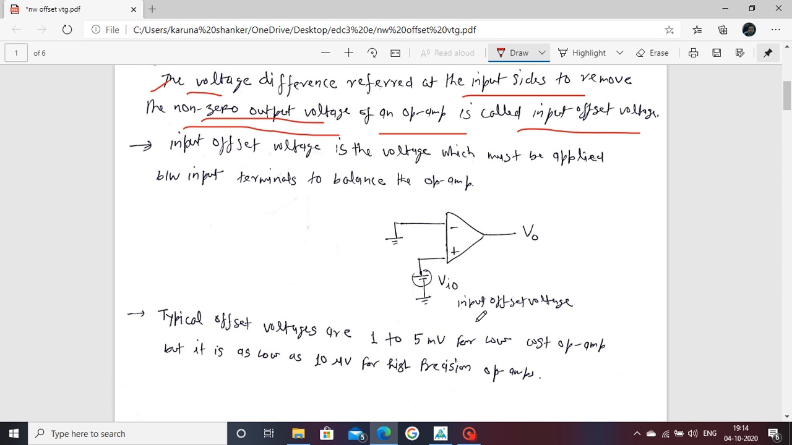You see here in the circuit diagram, what voltage comes in a practical op-amp when no input signal is applied: the output is not equal to 0. In the ideal case it is 0, but in practice it is not equal to 0. By this definition, a non-zero output comes, and now we want to make it 0. So we apply an input offset voltage to the input side. By applying this voltage, the output now becomes 0.